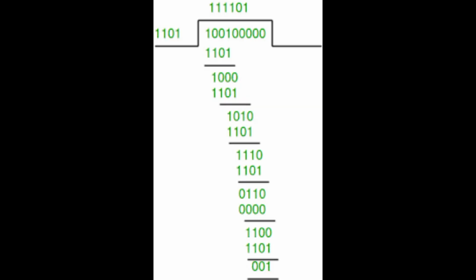CRC, or cyclic redundancy check, is another powerful method for data validation. It is a more complex algorithm than simple checksums and is commonly used in network communication and data storage systems.